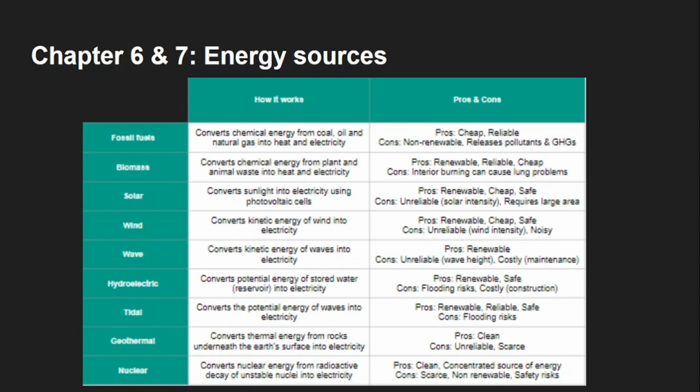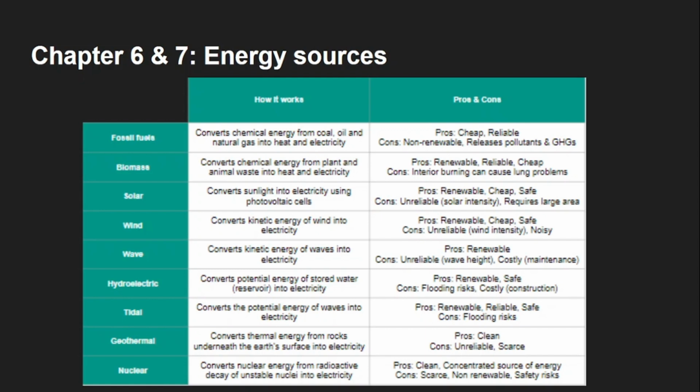In tidal energy, it's essentially about the height of the tide, and the height of the tide varies with the day and night cycles that different regions have. So pros are it's a renewable, reliable, and safe form of electricity generation, and the cons are flooding risks. So quite similar to hydroelectric that way.